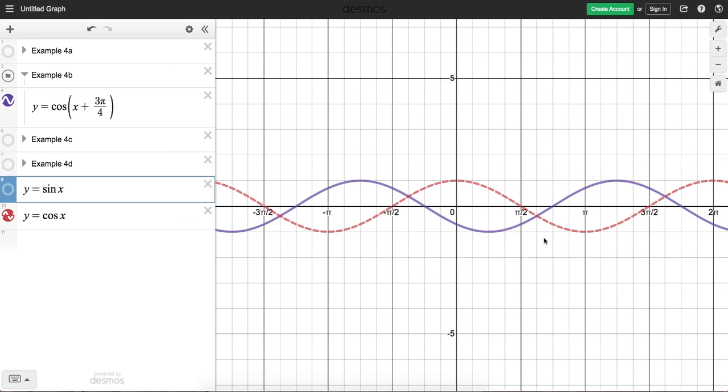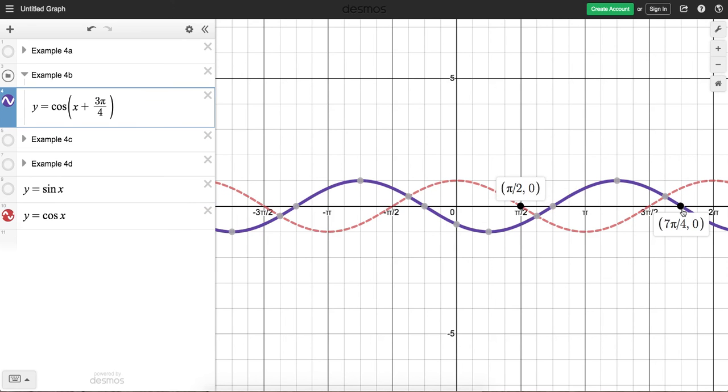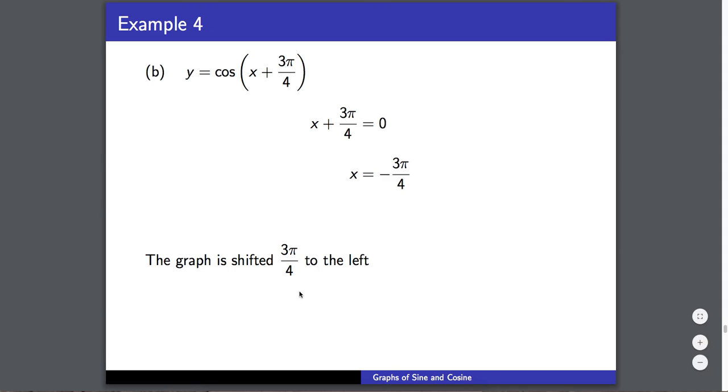Looking over here, we have pi over 2 as an x-intercept. Notice this pi over 2 is on the down wave for this original cosine graph. So we have to go over on the purple graph for the x-intercept of a down wave. And here we get 7 pi over 4. If we look at the difference between 7 pi over 4 and pi over 2, that is a difference of 3 pi over 4.